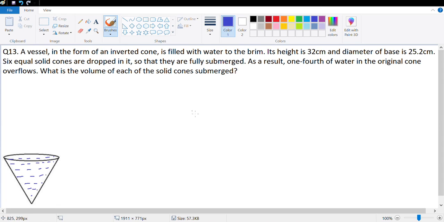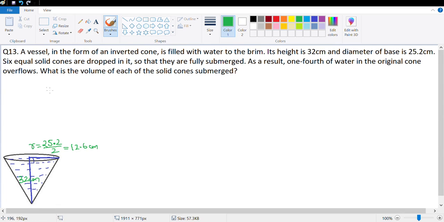Next, its height is 32 centimeter. So if I can draw the height here, the height is 32, and yeah, that's about it. So the height here is 32 centimeter. Next, diameter of the base is 25.2, which means R is equal to 25.2 upon 2. Yes, that's the radius, which is 12.6 centimeter.